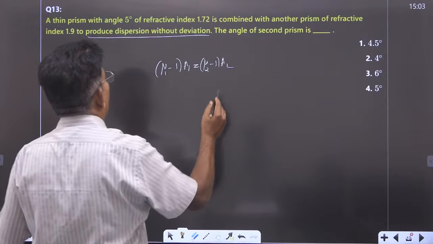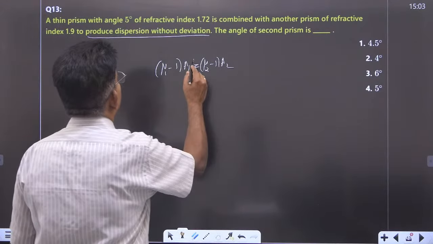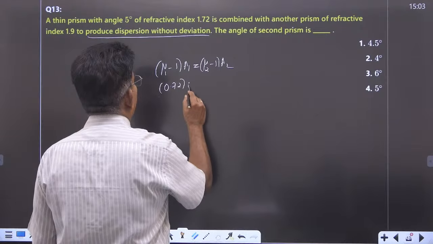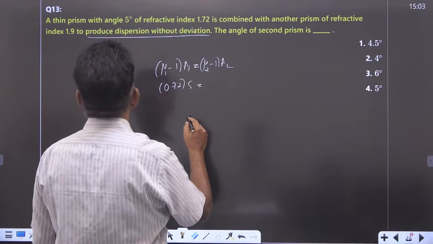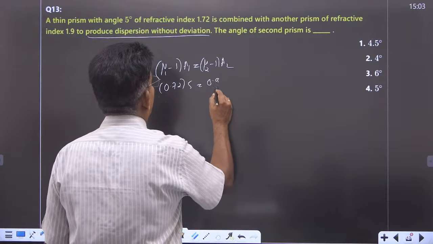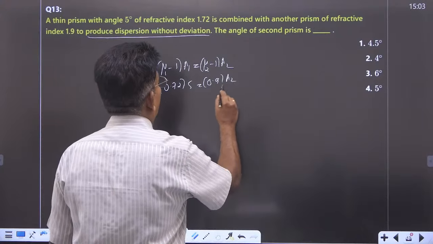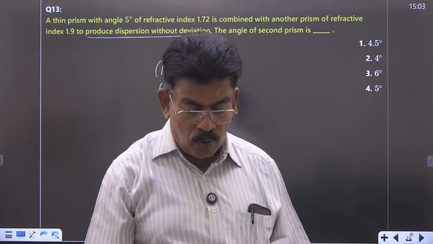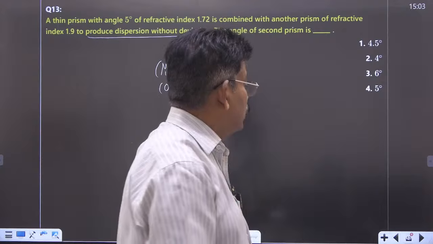Just substitute; the final answer you do it. Mu1 minus 1, 1.72 minus 1, into 5 degree is equal to mu2 minus 1, which is 0.9, into A2. So you can work out the value of A2, no need of any teacher. The answer is coming to be 4 degree. Then we go to the next question.